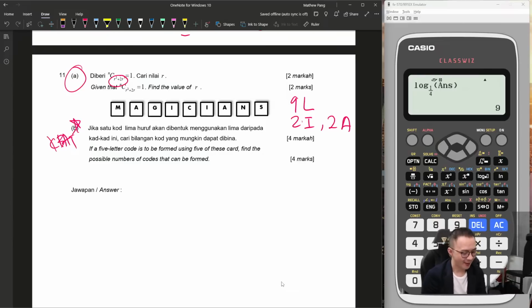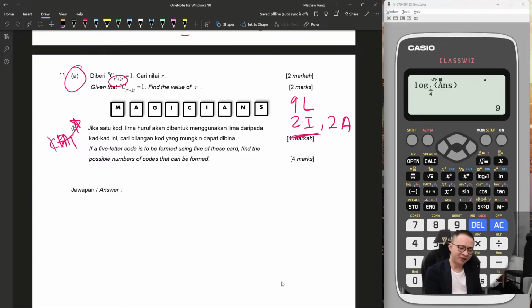Yeah, I know. Okay, so if a 5 letter code is to be formed using 5 of these cards, find the number of possible codes that can be formed. Because a lot of students when they do this question, if the 9 letters have no repetition, this question is extremely easy. You can just do 9P5. Then you solve already. But if they have repetition, when from 9 letters we choose 5 letters, I'm not sure whether these 5 letters could include double I or double A.